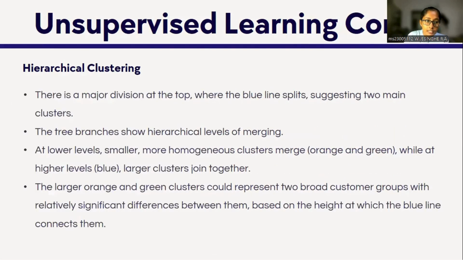There is a major division at the top where the blue line splits, suggesting two main clusters, and the branches show hierarchical levels of merging. At the lower levels, smaller, more homogeneous clusters merge in the orange and green colors, while at the higher levels, in blue color, larger clusters join together. The larger orange and green clusters could represent two broad customer groups with relatively significant differences between them, based on the height at which the blue line connects them.